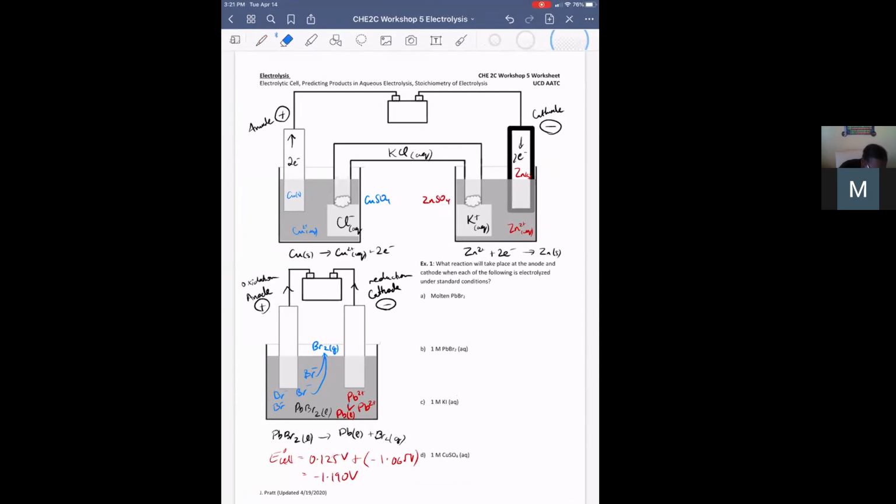You'll notice that we have an E cell that is negative, which is an indication that we're looking at an electrolytic cell, and it's non-spontaneous, because our E cell value is negative. So that's basically what we looked at for example A. All of this is just a representation of example A here.